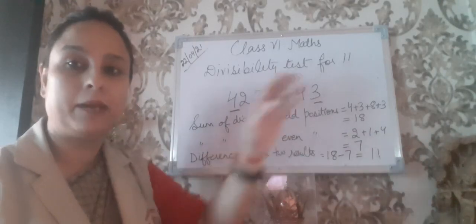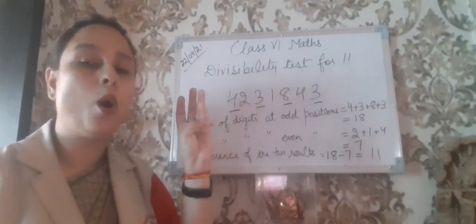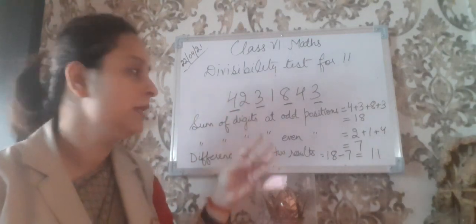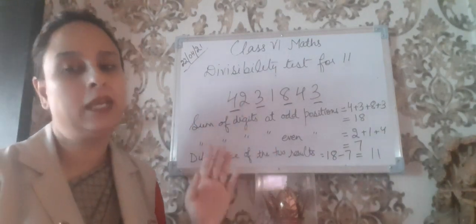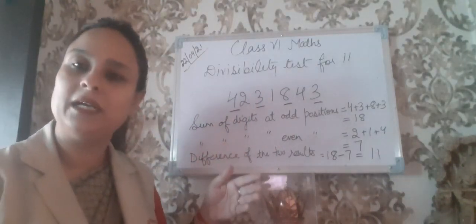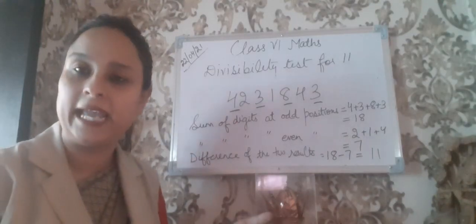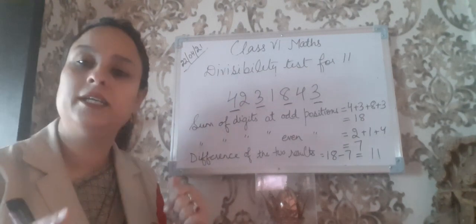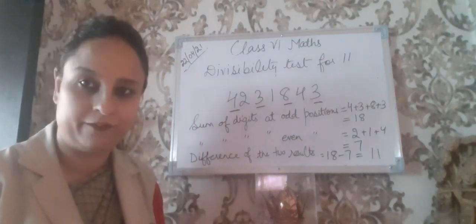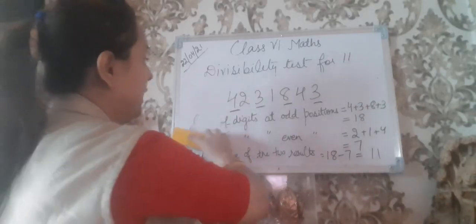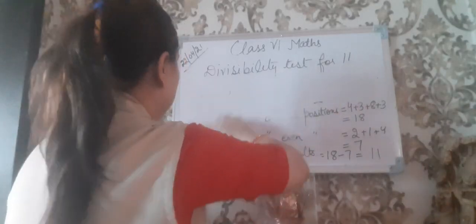If the answer is coming as 0 or any multiple of 11, 0, 11 or any multiple of 11, then my number is divisible by 11. If it is not coming equal to 0, 11 or any multiple, suppose it is coming 4, it's coming 8, it's coming 12, 15, then we will say that the number is not divisible by 11. Understand? So, how to write this in the statement?